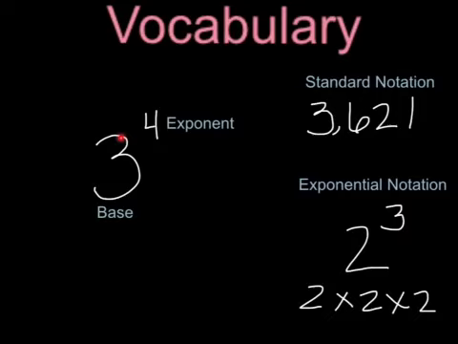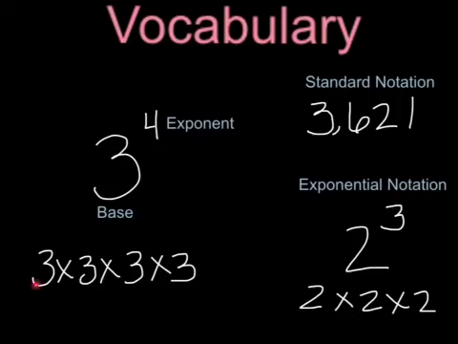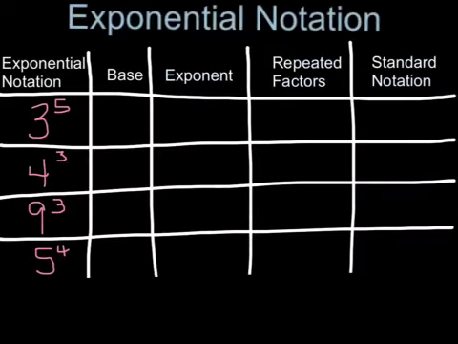So that means that we would multiply 3 times 3 times 3 times 3, 4 times, 1, 2, 3, 4, just like the exponent indicates. Another word for exponent is power. Now let's talk a little bit about exponential notation. On the left side of this chart, I have listed some different numbers that are already written in exponential notation.